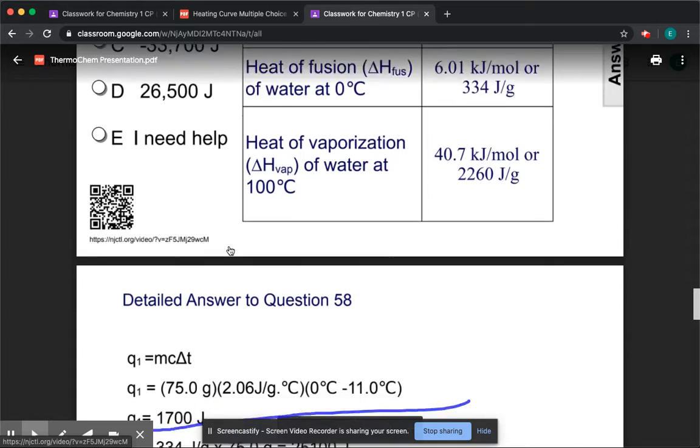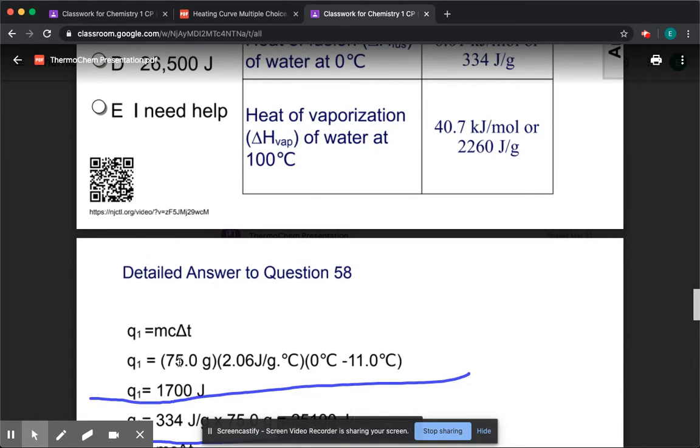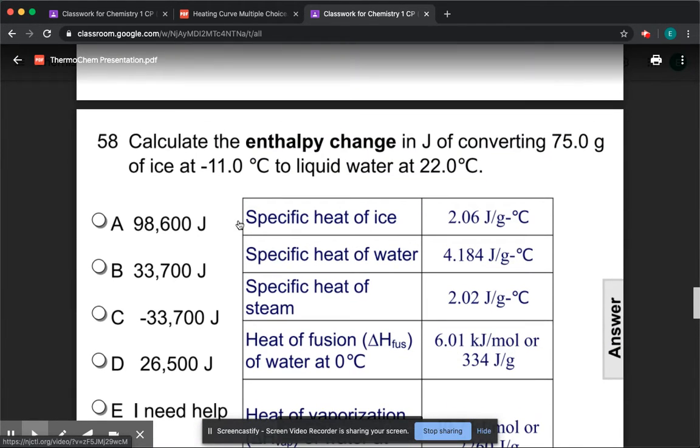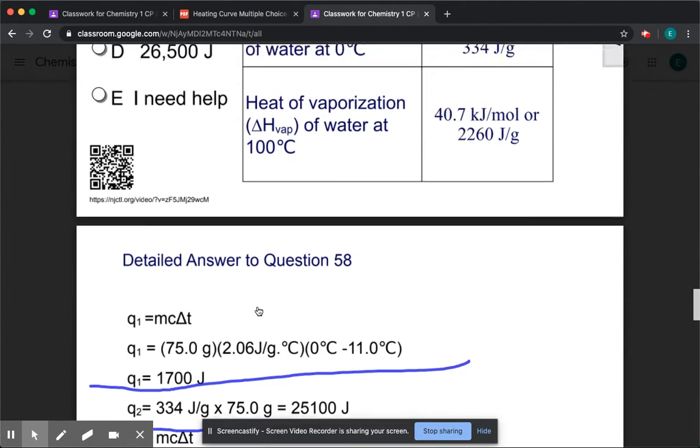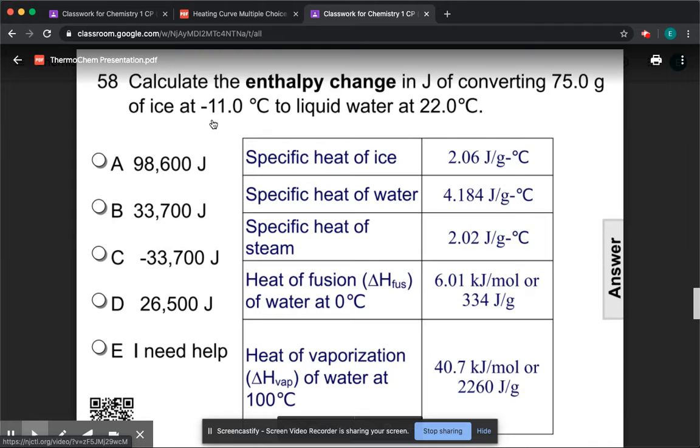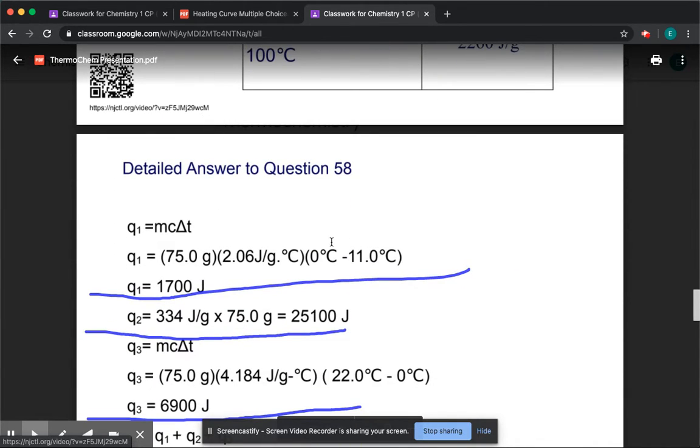Mass is 75, plug in the 75. We're at ice, so we need the specific heat capacity of ice, which is 2.06, and then we need the change in temperature, which is positive 11. This should be 0 minus negative 11, that's a typo. You're subtracting a negative, so this comes out to be positive 11. Plug that in, they get 1700.